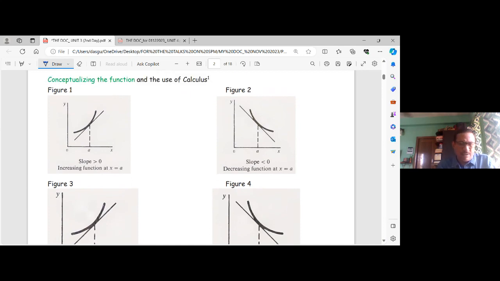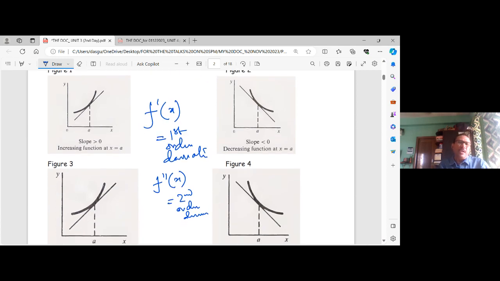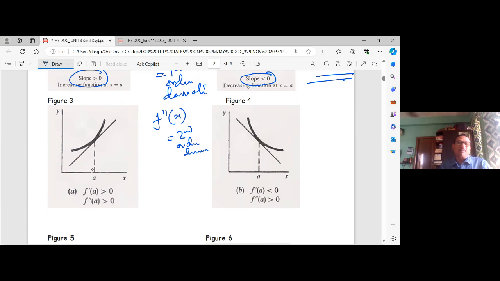This is from a very interesting Schaum series book. Here, f dash x is the first order derivative. Be careful about that. And f double dash x is the second order derivative. Here you find the slope of the function by taking the first order derivative of the curve. This is the curve, and the first order derivative is positive, so the slope is increasing. Here the slope is negative, so the first order derivative f dash x is negative. You might also be required to calculate the second order derivative, which shows that this is an increasing function, and this is a decreasing function.